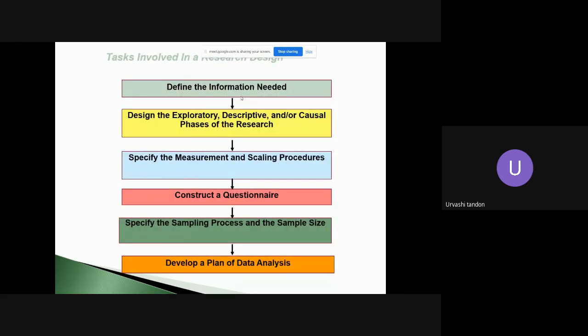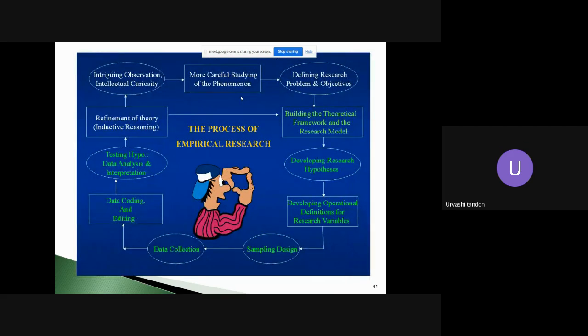So these are the tasks involved in the design when you select the topic and research, because you'll design whether it is exploratory, you will find the scaling measures, construct a questionnaire, specify the sampling process or sample size, or develop a plan of action. This is a research process. You start with some observations, some curiosities. Then you define the problem, and you build a theoretical and conceptual framework.